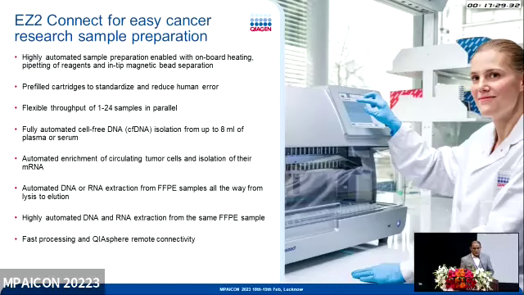It works with 1 to 24 samples, so either you can do one sample or more. A good thing is it's fully automated for cell-free DNA isolation, and you can go up to 8 ml of sample. Everything is fully automated with this. Then automated enrichment of CTC cells, and you can further isolate the mRNA from that. We can isolate DNA as well as RNA from the same FFPE sample, and it can be connected to Cryosphere, a cloud-based system.